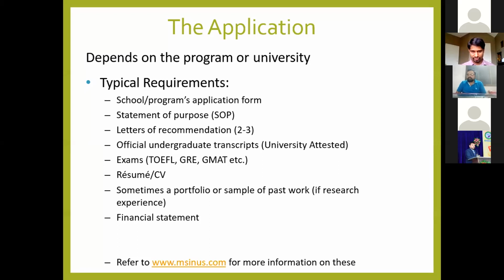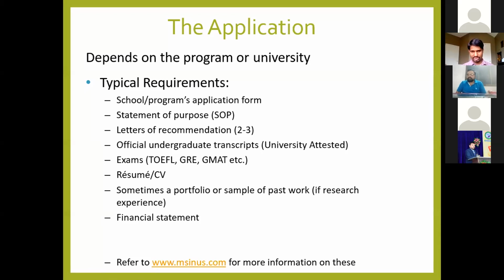Now you have to get a few letters of recommendation from your professors or teachers. 2 to 3 are enough. And then you have to request your official university undergraduate transcript, typically university attested. Then you have to send in your exam scores, TOEFL, GRE, or GMAT, depending on the type of program you're applying to. Then you have a resume or CV that you have prepared. You have to attach that.